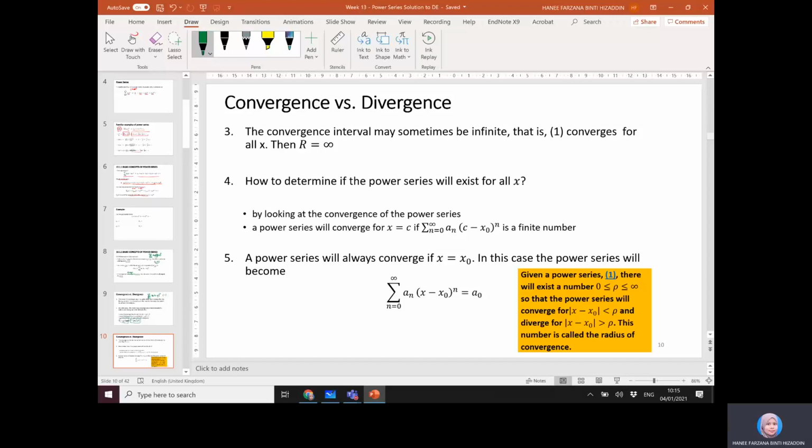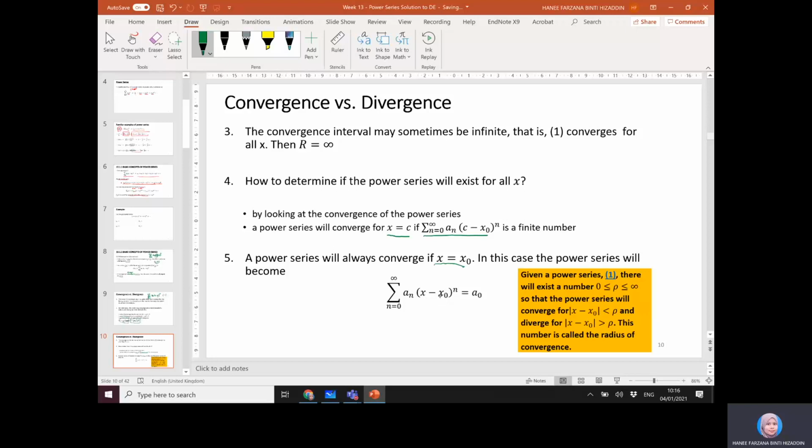So we say that the power series converges for x equals c if this series is a finite number. So if you put x equals c inside, and when n approaches infinity, you see that it converges, it has a limit, then you say that the power series converges for x equals c. This power series will always converge also when x equals x naught.